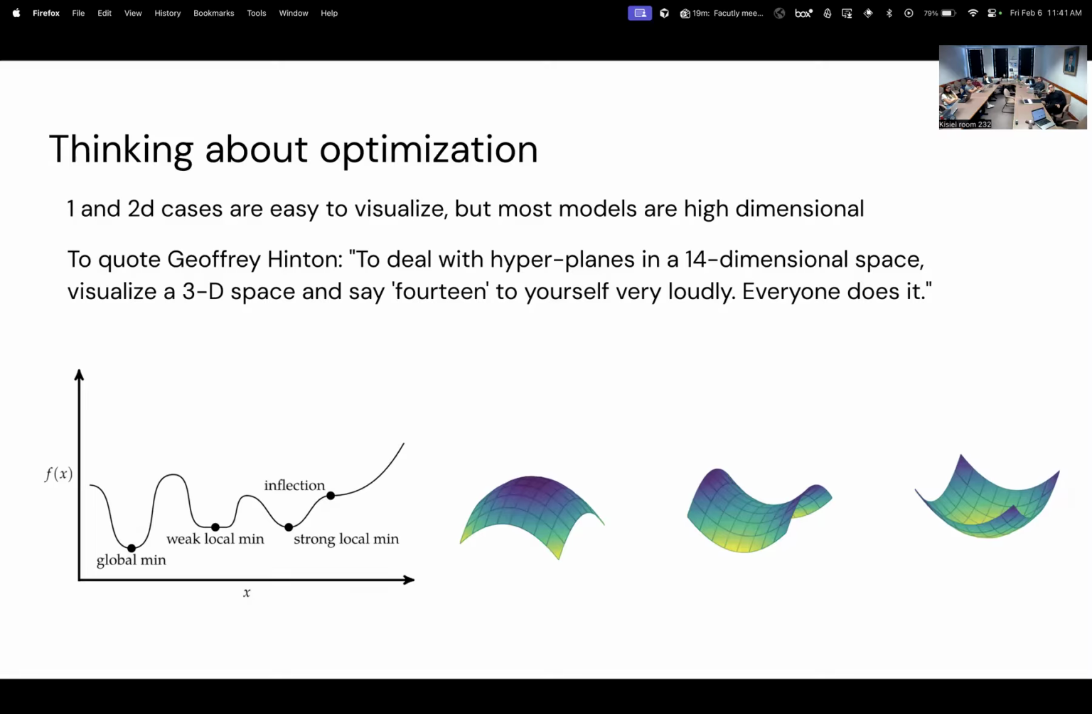And for the most part, the models that we'll develop later in this class are going to be higher dimensional. And I really like this quote from Geoffrey Hinton. To deal with hyperplanes in a 14-dimensional space, visualize a 3-dimensional space and say 14 to yourself very loud. High-dimensional spaces are hard to think about.